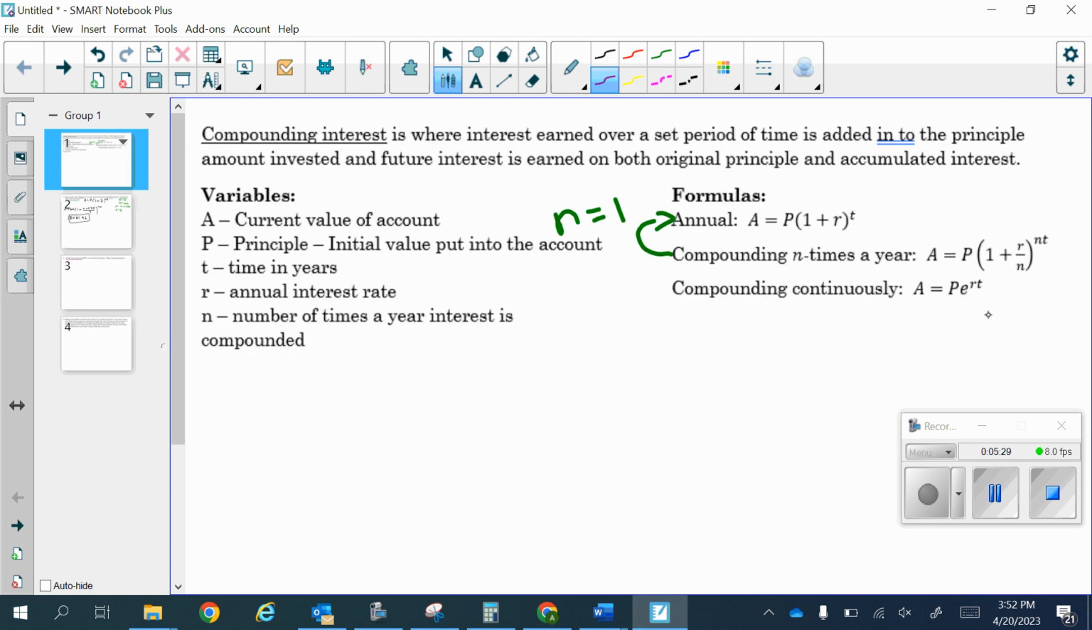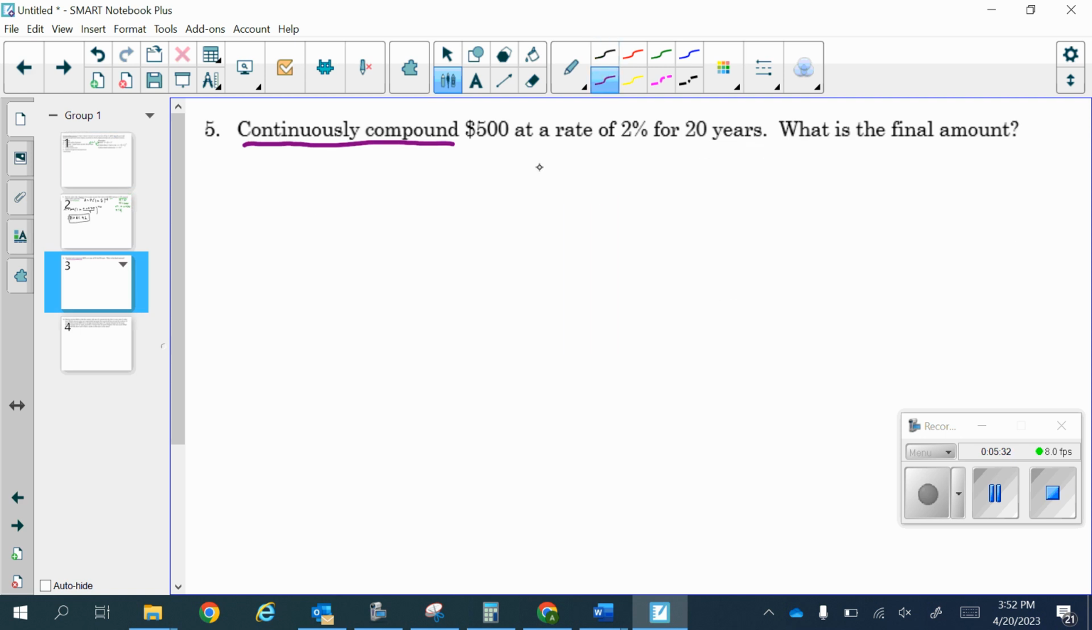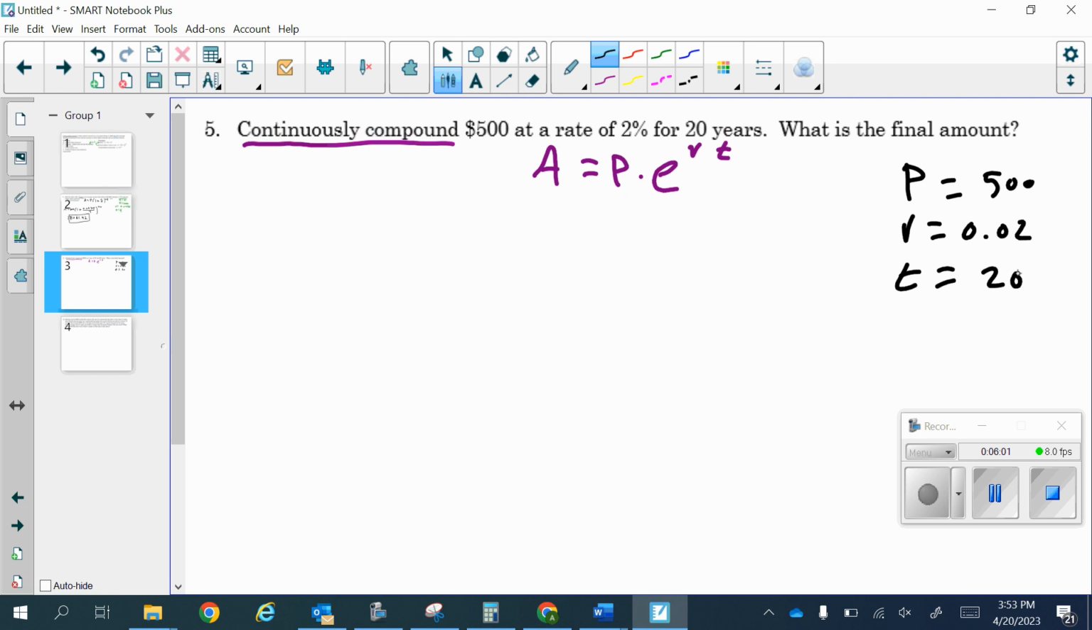I'm compounding continuously. So I'm using the formula A equals the principal times e, or my growth factor, raised to the R times T. And I want to figure out, well, what's my final amount? How much will I have in this account after 20 years? So my principal, or the initial amount I put in, that's 500. My interest rate is 2% or 0.02. And we're compounding this for 20 years. So I'm going to plug this all in, and I'm going to figure out my final amount, which is A. So in this case, I'm solving for A.